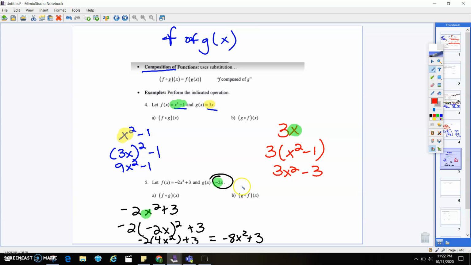Okay, on b, we've got the function g, which is negative 2x. I'm going to take what f is, and I'm going to plug it in for this x. So I've got negative 2 times negative 2x squared plus 3. So I've got negative 2 times negative 2, which is positive 4x squared, negative 2 times 3, which is negative 6. Notice how I get 2 totally different answers. So if you're not paying attention to the lettering, it can cause you problems.